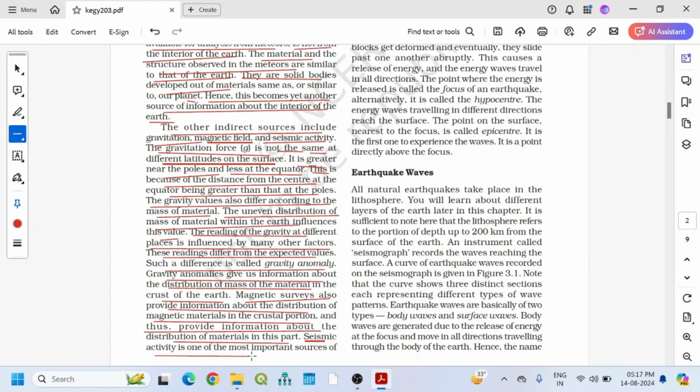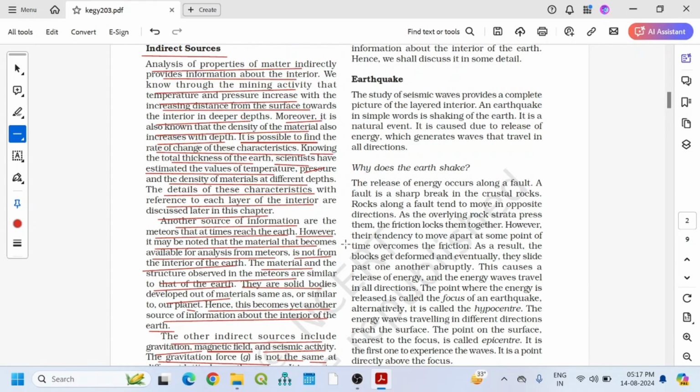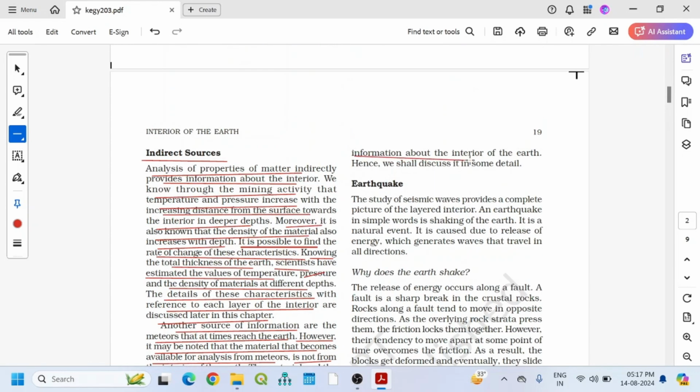Seismic activity is one of the most important sources of information about the interior of the earth. Earthquake. The study of seismic waves provides a complete picture of the layered interior. An earthquake, in simple words, is shaking of the earth. It is a natural event. It is caused due to the release of energy which generates waves that travel in all directions.